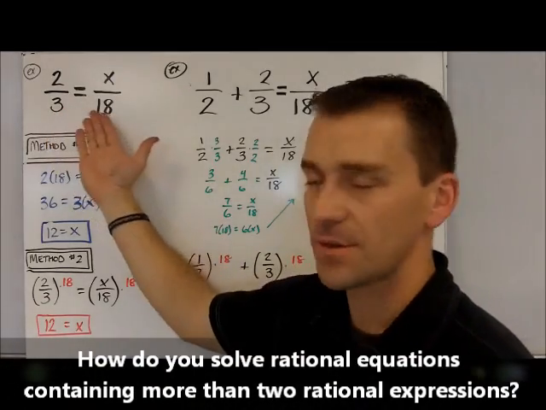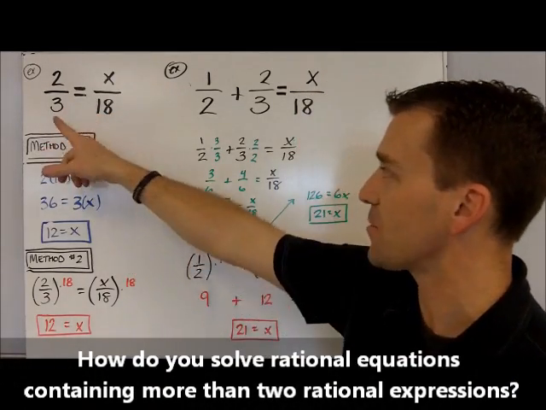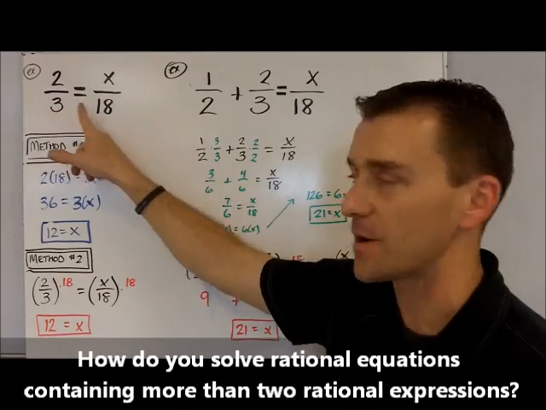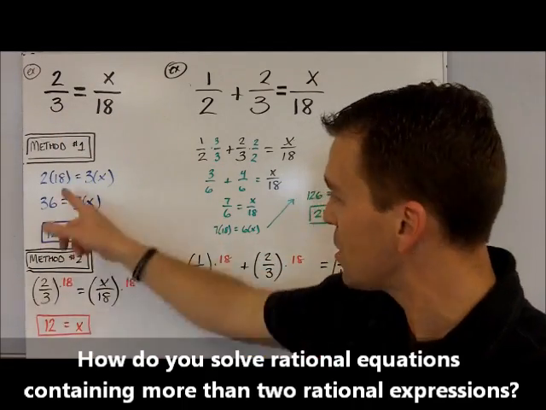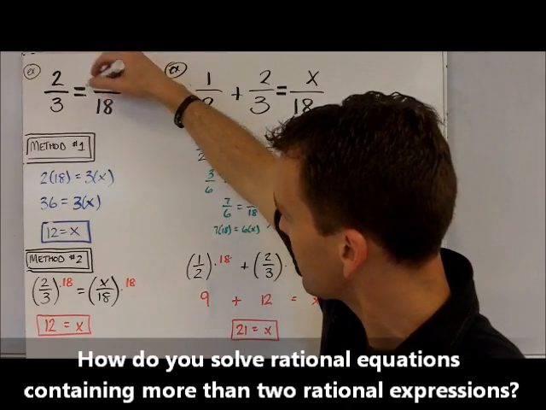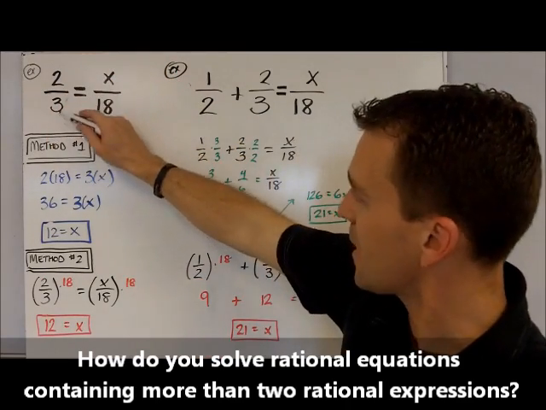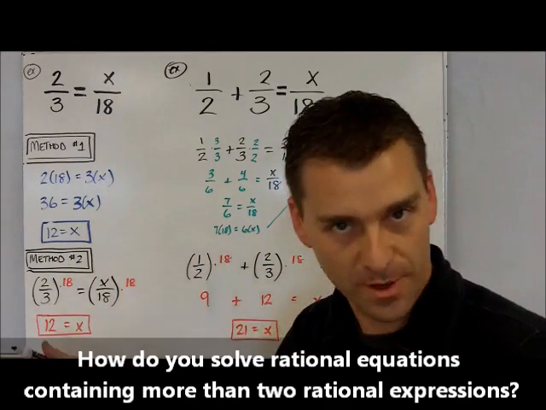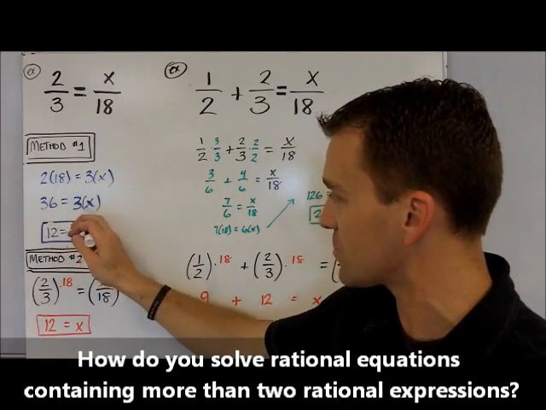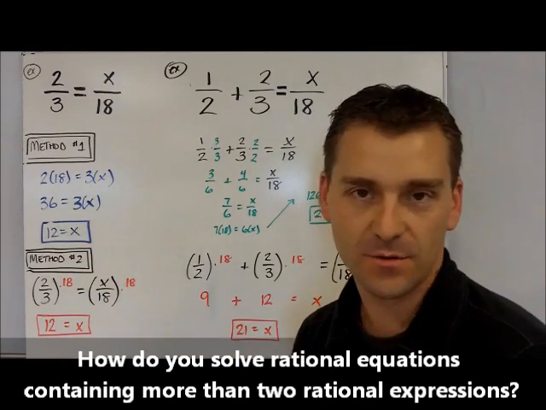With these simple examples like we did in the last video, where you have an expression on this side and an expression on that side, you can use cross products, means extremes. So you can take the 2 times the 18 and get this. You can take the 3 times the x and get that. Then solve it by simply distributing, like the next step says. So we get 36 equals 3x, divided by 3, which gives you x equals 12.